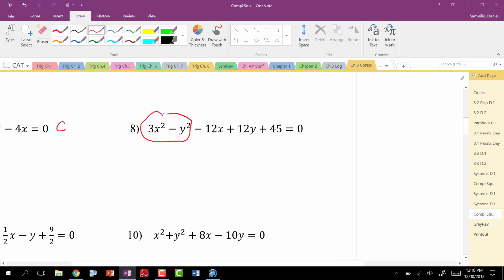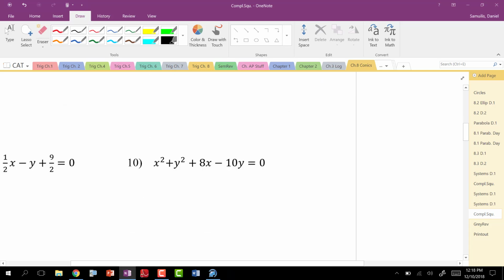What's number 8? If you get this wrong, just get out. We will in a minute. Okay, what is that one? That has to be a hyperbola. You have a minus between the squared terms. That's what defines a hyperbola. Then we had to do different things to graph it.